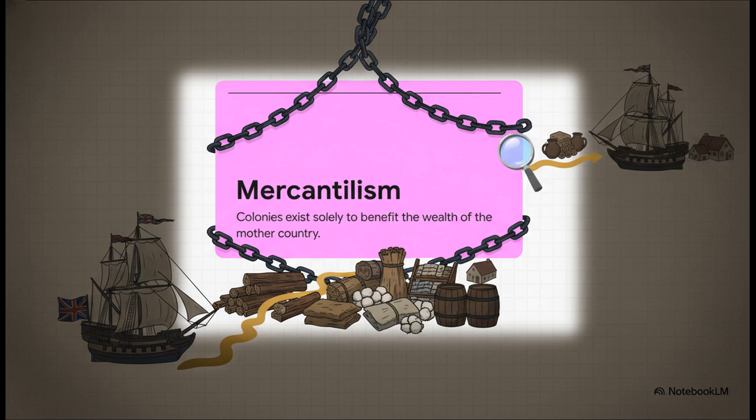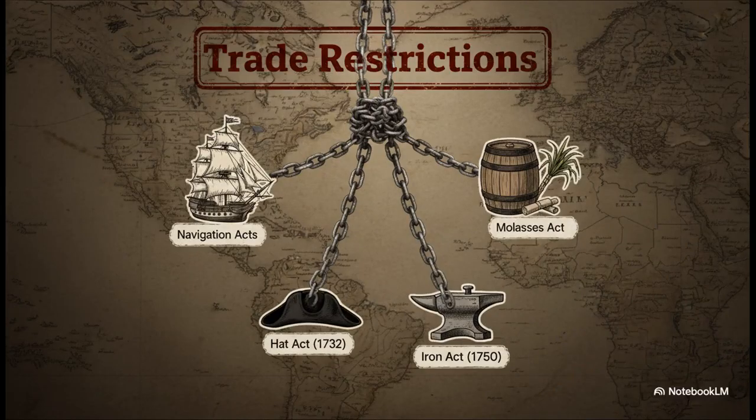Britain operated under this super strict policy known as mercantilism. Basically, this doctrine meant the colonies existed for one single purpose, to enrich the mother country. They were expected to just provide raw materials and act as a captive market. It was an absolute iron grip on trade, entirely designed to funnel wealth in just one direction. And to enforce that mercantilist policy, the British Parliament rolled out a series of completely suffocating trade restrictions.